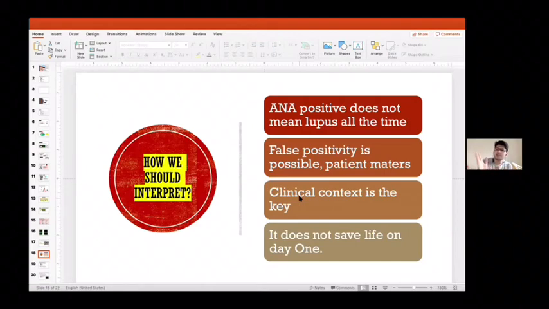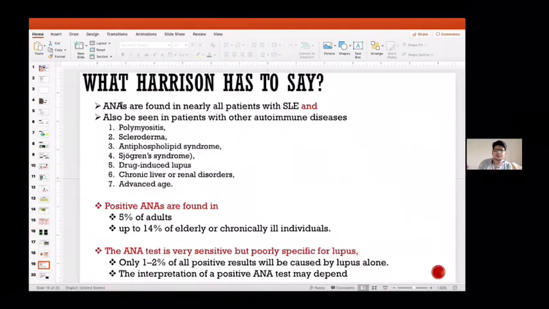Same way, ANA you must have heard in lupus, ANA is positive in 95 to 99% of the patients, but it is in lupus, not in general population. So sensitivity of ANA is very high in a patient of lupus or suspected lupus, not for general population. So this is what Harrison has given in a very beautiful way that we are going to discuss in the next slide.